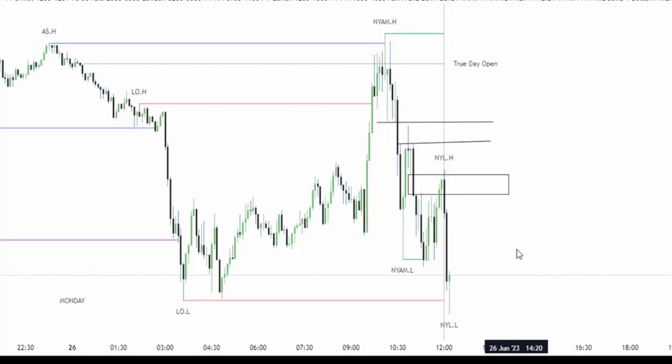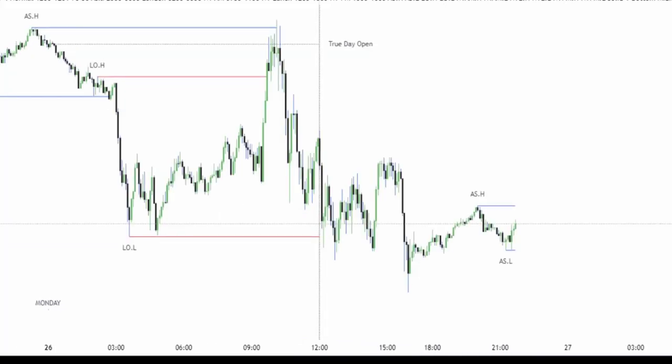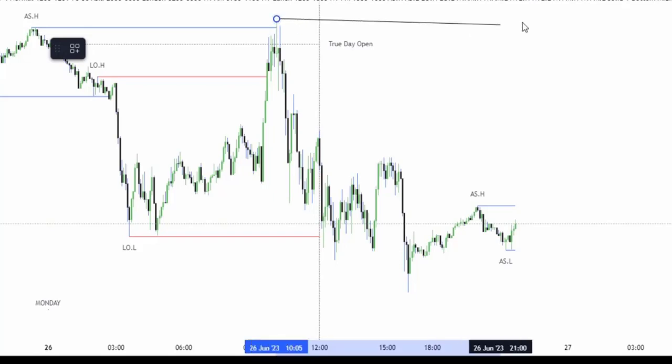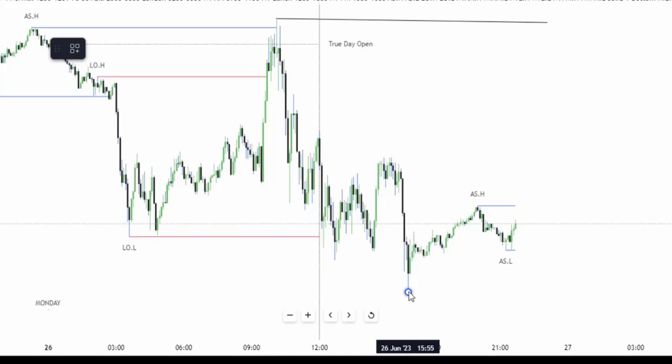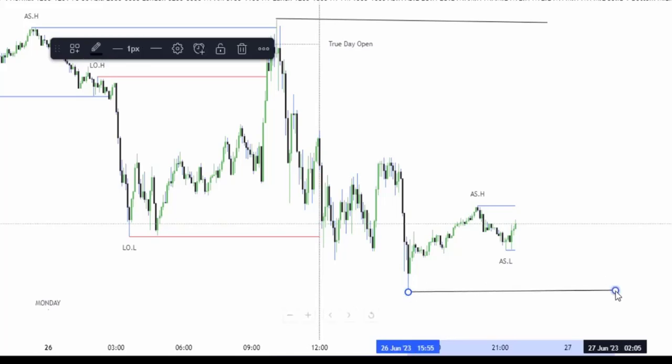So this is how you can make use of your session highs and lows to map out your area of interest for a trade reversal or a continuation to the upside, using liquidity and swing points on the chart. If we go over to the next day, we can have our previous day high marked out, and also mark out our previous day low. Also, as you can see, we have our Asian high and Asian low right here.